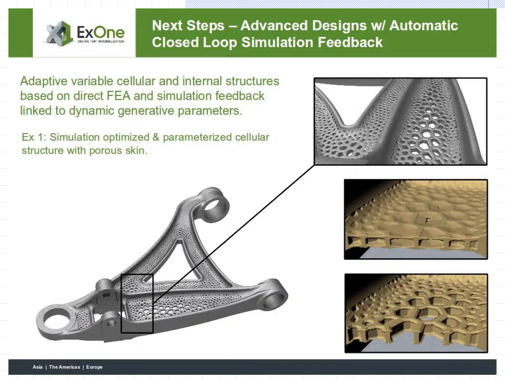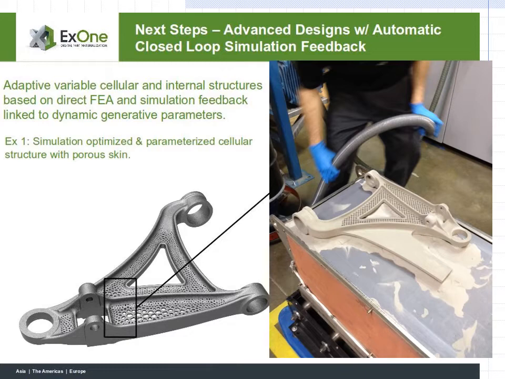Adaptive variable cellular and internal structures can be used for the process of topological optimization. Such microstructures, based on direct finite element analysis and simulation, can be linked to dynamic generative parameters, which affect the resulting shape of the part. Here you can see the optimized model and the part fabricated by 3D printing.